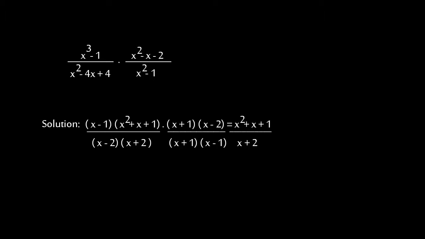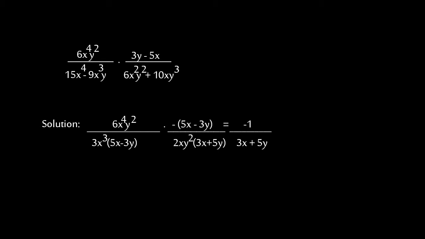So the first fraction will become x minus 1 times x squared plus x plus 1 over x minus 2 times x plus 2. The second fraction will become x plus 1 times x minus 2 all over x plus 1 times x minus 1. So you can see here that you can clearly factor out the common factors. So you will end up with the answer x squared plus x plus 1 over x plus 2.